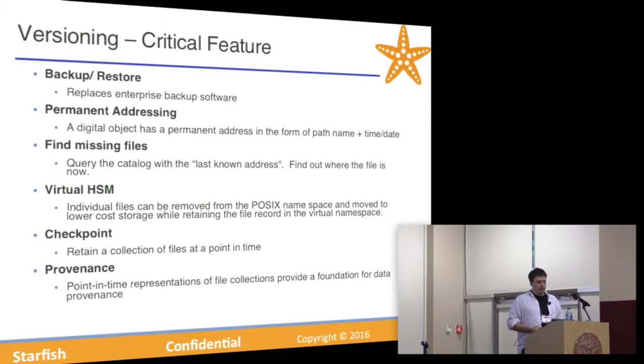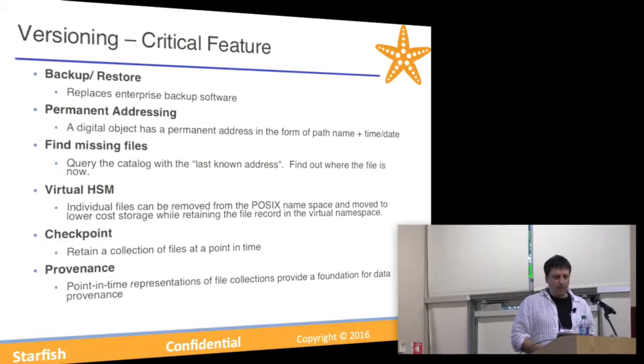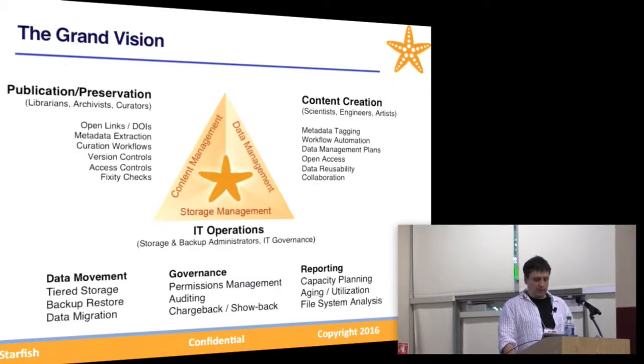Again, a simple operation. Finding missing files, we made something akin to a find statement that queries the database. It also allows you to include metadata in it. A virtual HSM where files can move out of the physical namespace but still be reflected in the database namespace. Checkpointing where you can just freeze a collection at a point in time. Now this isn't atomic. It's not like you're running data in flight, but you've got a collection at rest. You can basically say, I'm done with my research at this point, or I want to save this body of data. Easy to do. And then kind of the underpinnings for a provenance system.